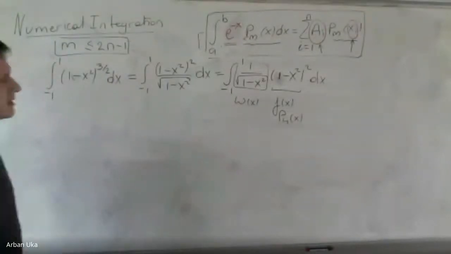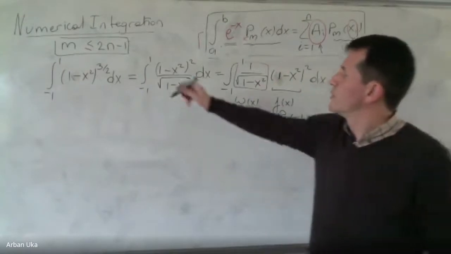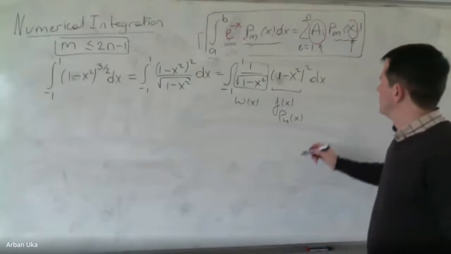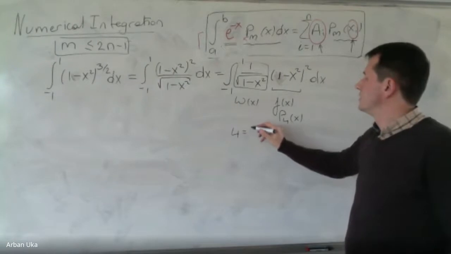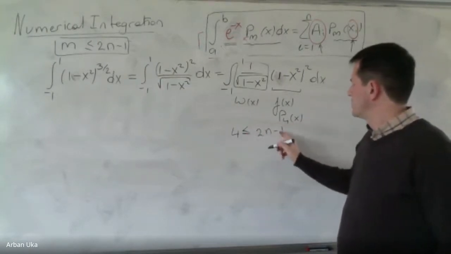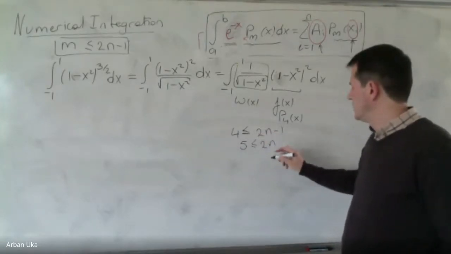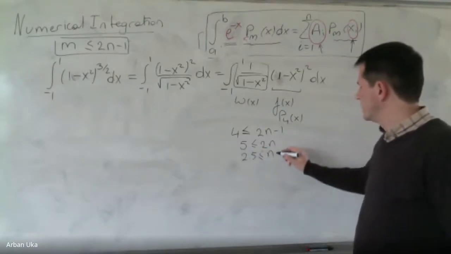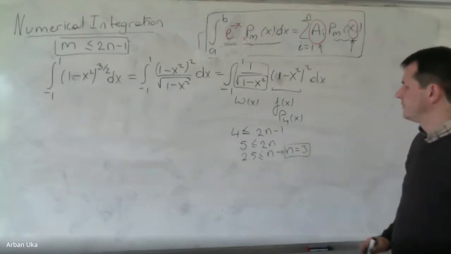Then we look at this polynomial of the fourth order, and the first thing that we have to look for is this expression here. For n, what is n? We just follow like this. We say 4 is smaller or equal than 2n minus 1. Then this one becomes 5 over 2n divided by 2. This is 2.5 smaller or equal than n, which means that n is equal to 3. So we have n is equal to 3.